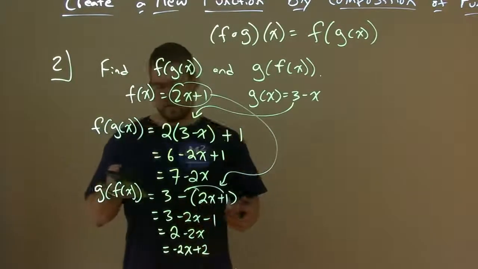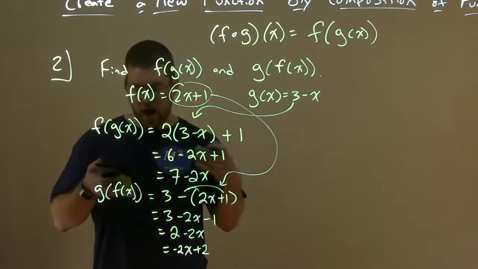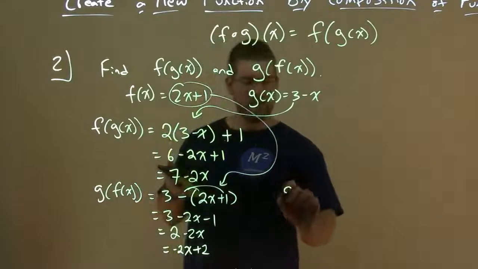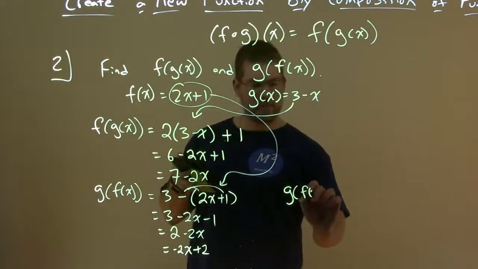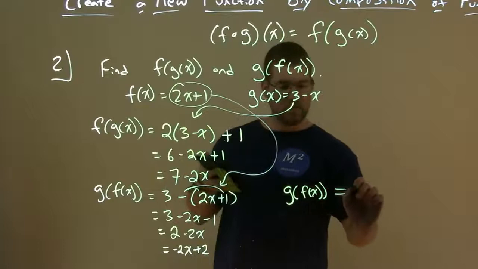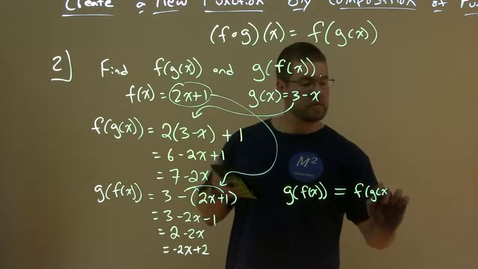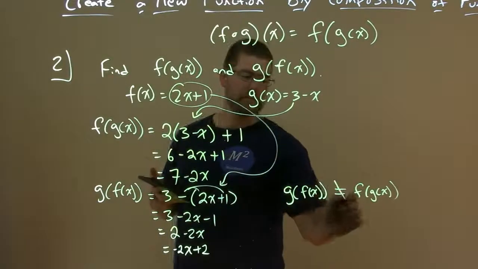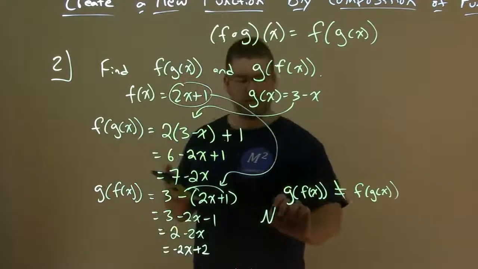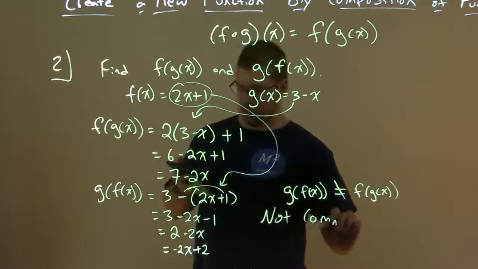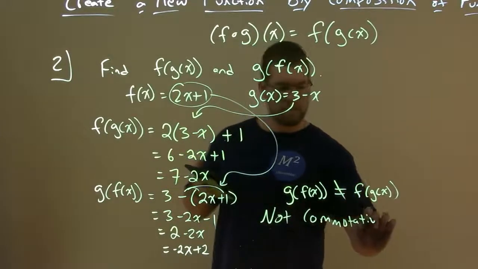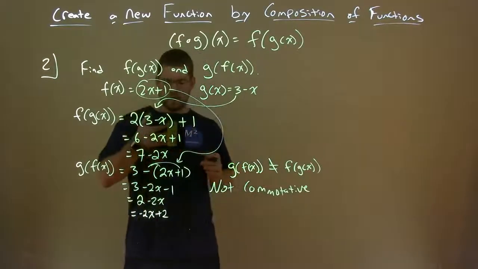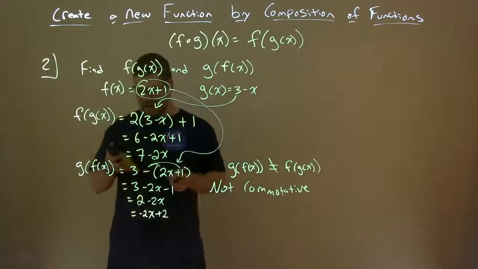But what they're asking us is, is this function operation commutative, right? What that's really meaning is, is g of f of x equal to f of g of x? And you tell me, are these two equal? No, they're not. So they're not commutative. Okay? Alright. Let's go erase this and we'll dive into the next example here.